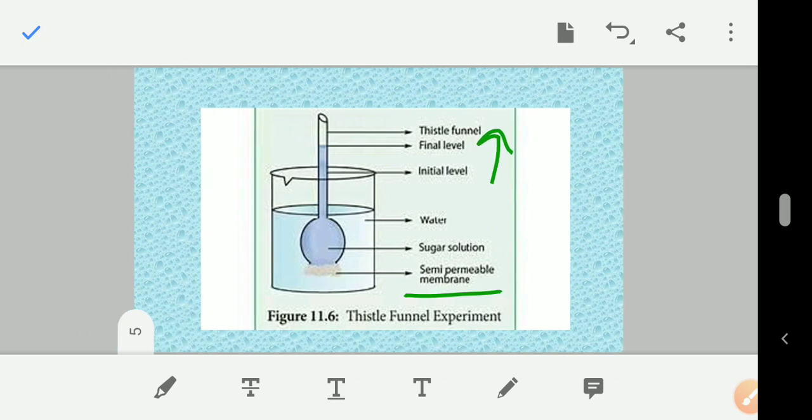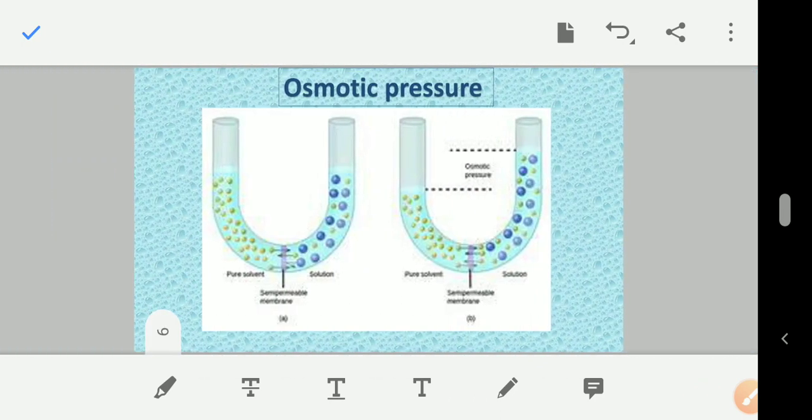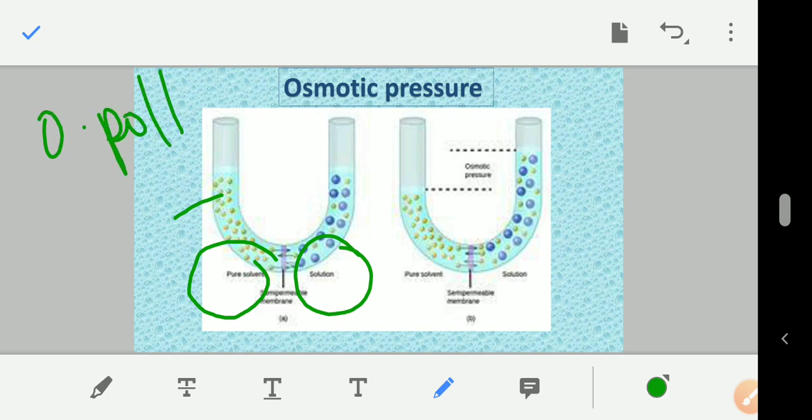Define the process of osmosis. Osmosis is the movement of solvent molecules from their higher concentration to their lower concentration through a semi-permeable membrane. What is osmotic pressure? See, in this one we have pure solvent, in this we have solution. So osmotic potential is high in this case here.